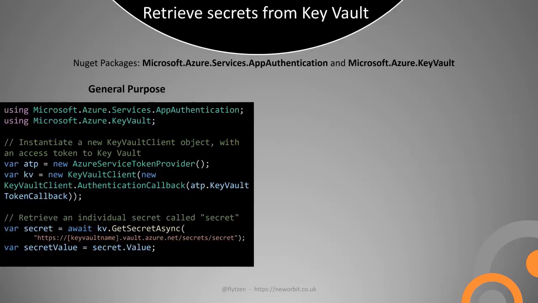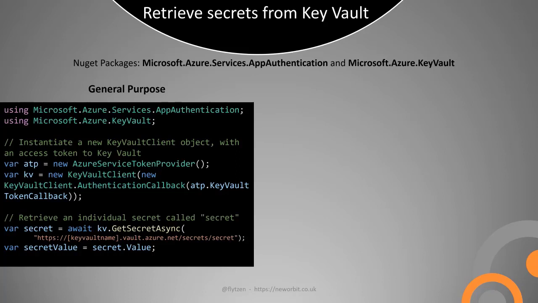Okay, and then just to show you how to use it in code, this is C# again. This is the amount of code you have to write to retrieve the stuff, again using managed identity. It is that simple. You just pass in the token provider and the Key Vault client, and that's it.